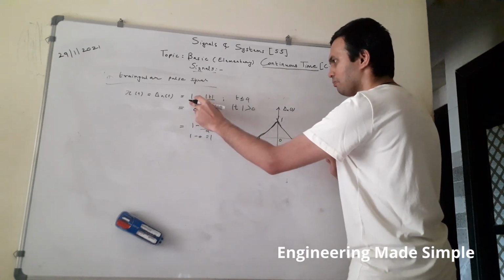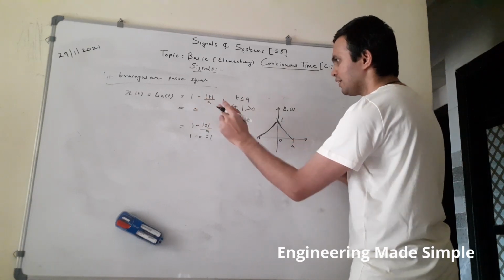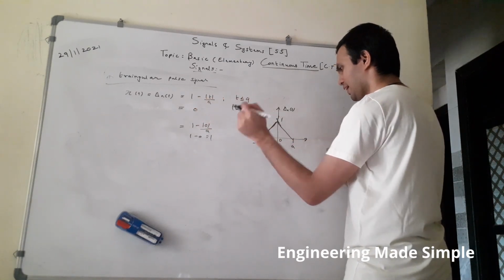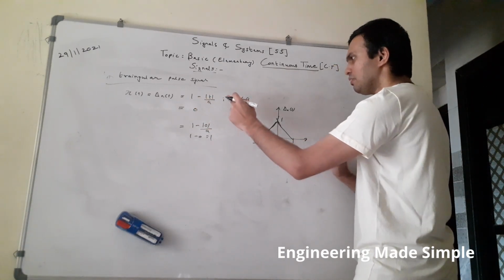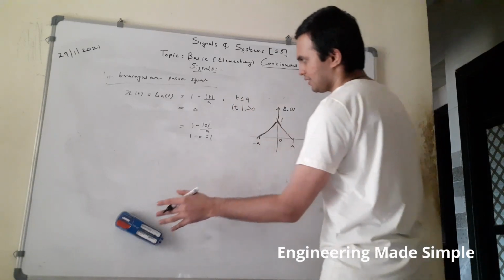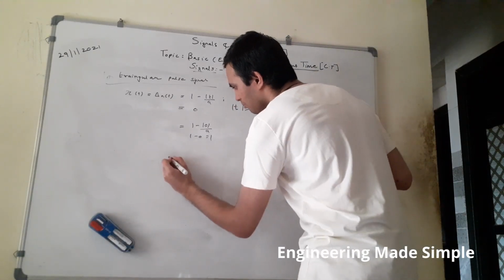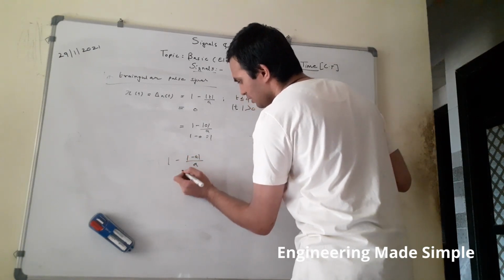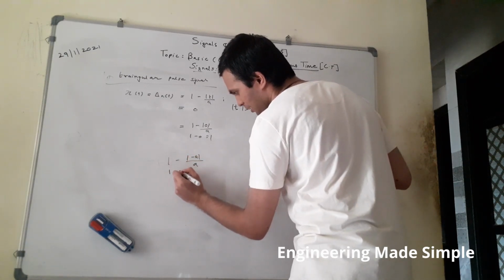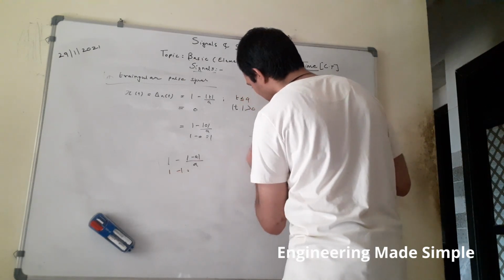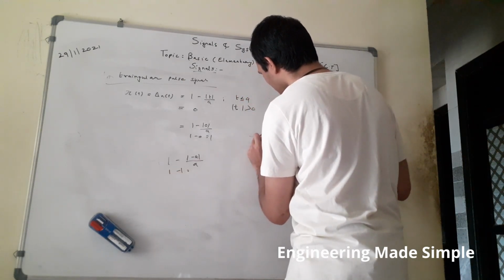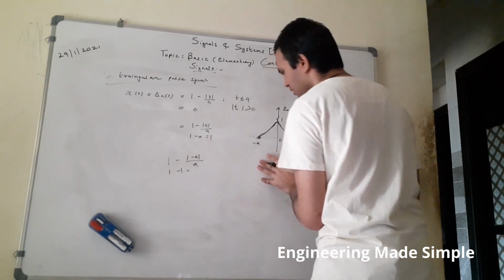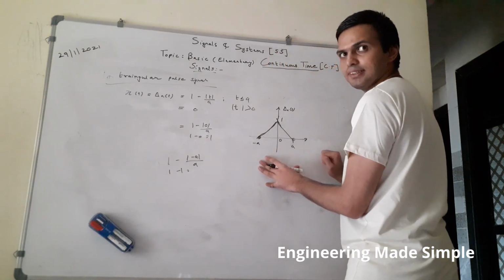For y it is 1 minus mod t by a. Now let us check for the t equal to a case. t equal to negative a, let's check. Now what will be 1 minus mod of negative a upon a? It would be nothing but 1 minus 1, it would be 0. So that's the reason here it is intersecting, right? So this is how you define a triangular pulse signal.